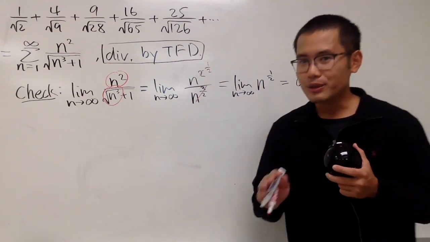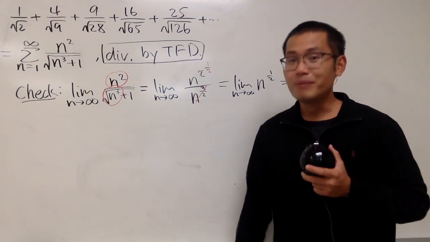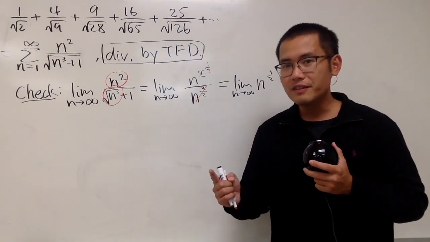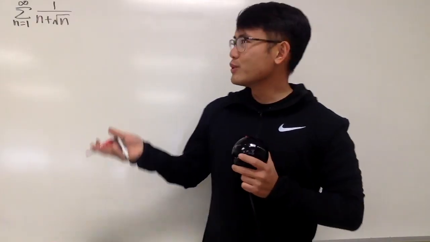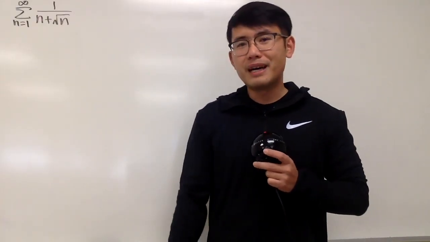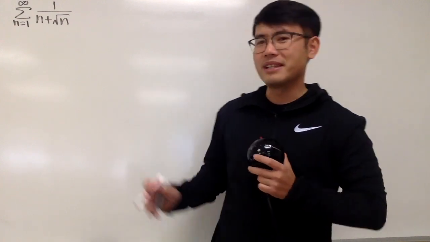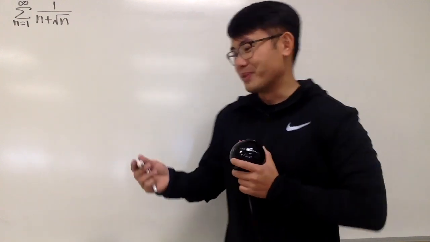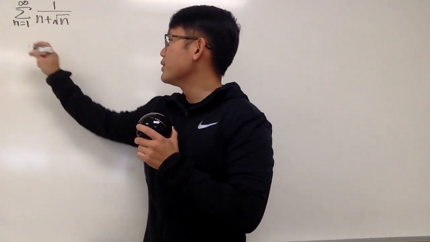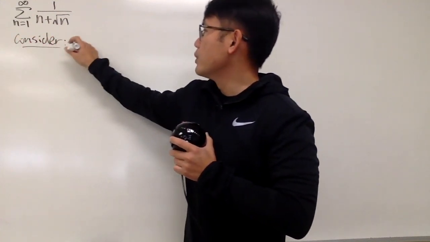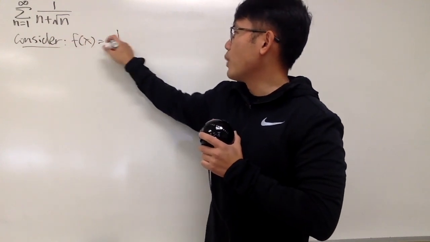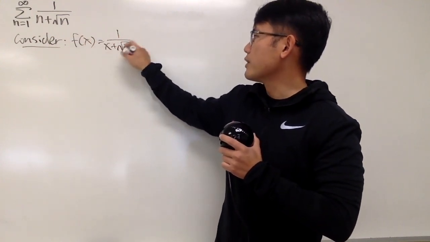But the problem is that you technically cannot use the integral test because, while it's positive, this function actually is increasing. Yes, you can also use the limit comparison test for this, but I'll leave that to you guys. Right? So I'll show you guys how to do your integrals for this one. Anyway, here we go. We are going to consider the function f of x equal to 1 over x plus square root of x.